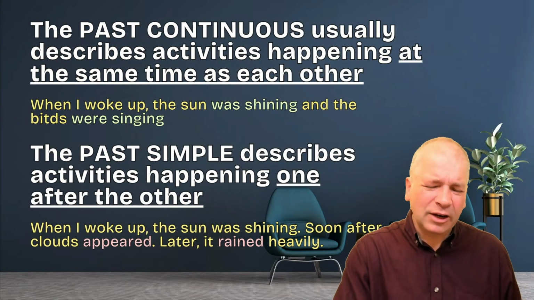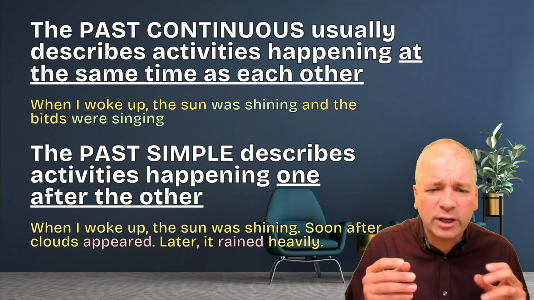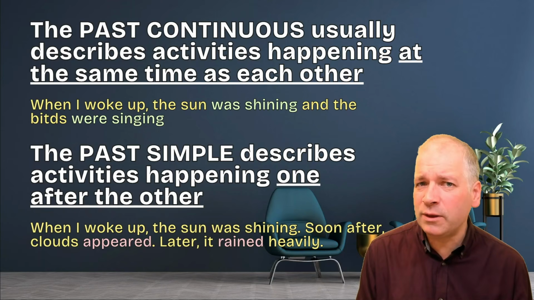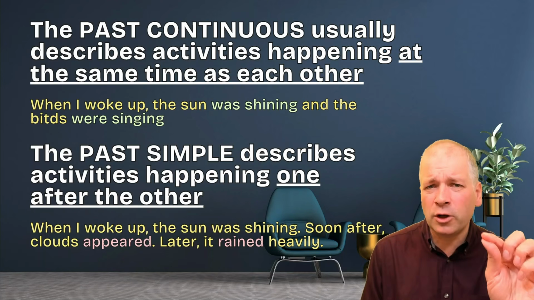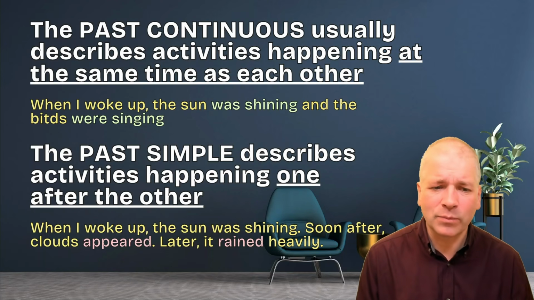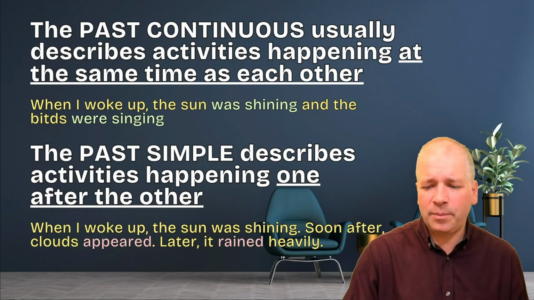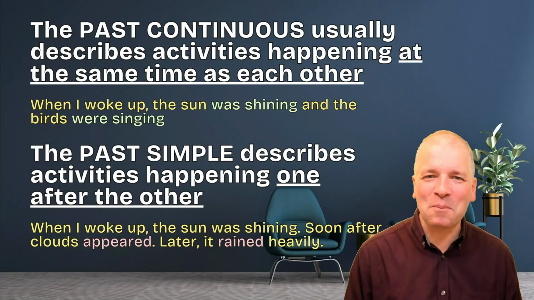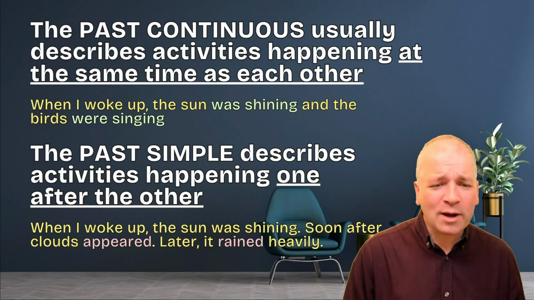Now for some distinctions between the past continuous and the past simple. The past continuous usually describes activities happening at the same time as each other, which we saw in this story when we looked at advanced uses, but it's worth looking at the contrast a little bit more here. So when I woke up, the sun was shining and the birds... There you go, it's B-I-R-D-S, not B-I-T-D-S. I've corrected it here. And the birds were singing.